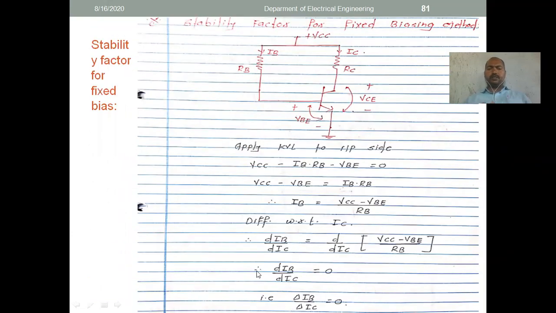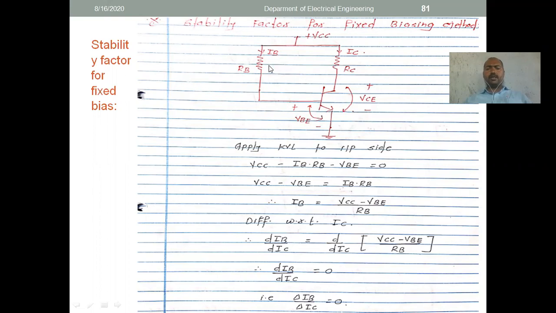Now, this is the fixed biasing configuration. Fixed biasing is the configuration in which we use RB, a fixed type of resistance, to provide the base current. For the analysis purpose, we have to apply KVL at the input side, output side only.